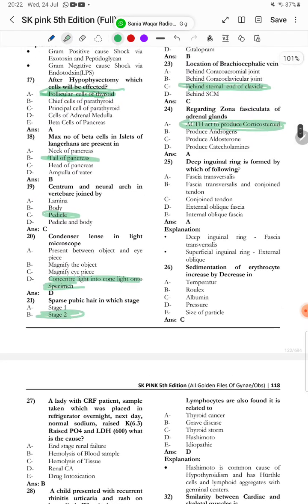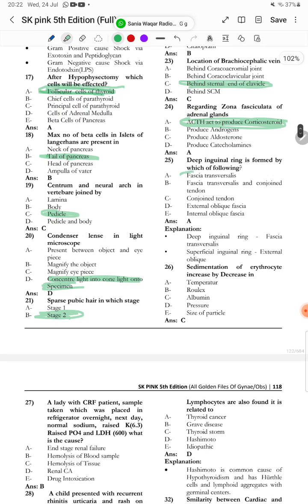Deep inguinal ring is formed by which of the following? So it is transversalis fascia. Deep inguinal ring, transversalis fascia, superficial external oblique muscle. Sedimentation of erythrocyte increases by decrease in albumin.